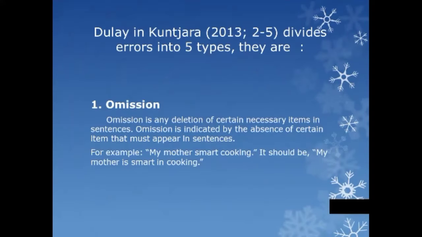Dulay and Burt divide errors into 5 types. First, omission. Omission is any deletion of a certain necessary item in a sentence. Omission is indicated by the absence of a certain item that must appear in sentences. This usually happens in the early stages of second language acquisition. For example, "My mother's smart cooking." It should be "My mother is smart in cooking."